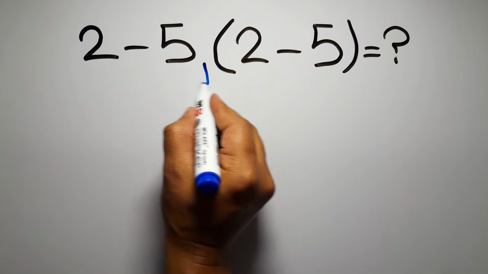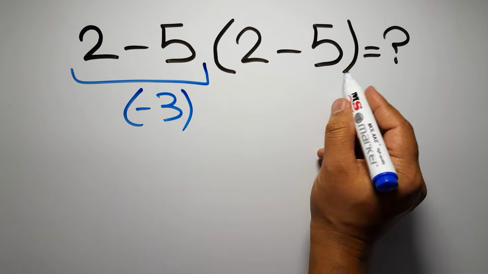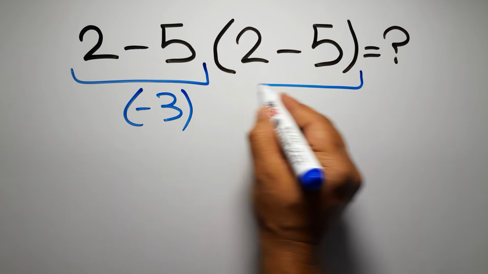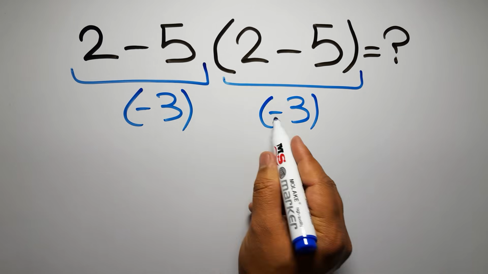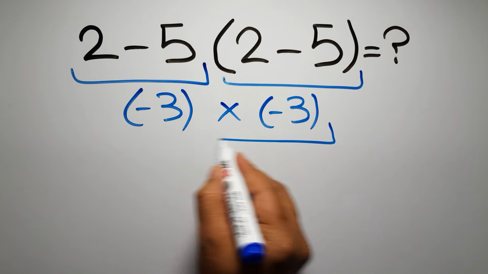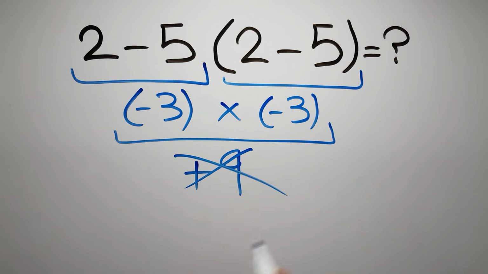2 minus 5 gives us negative 3. And again here we have 2 minus 5. So negative 3 times negative 3 gives us positive 9. But this answer is not correct.